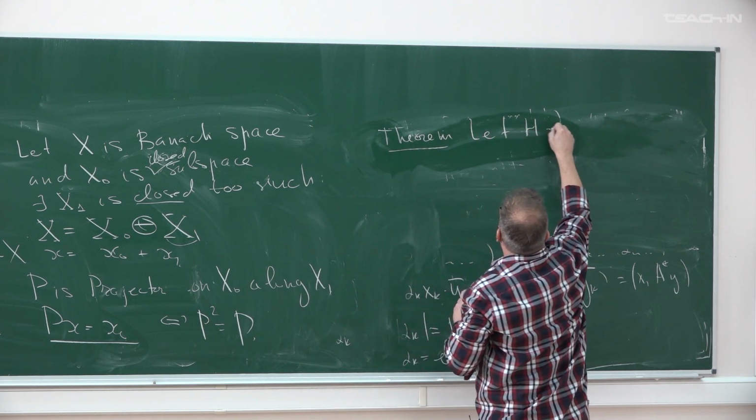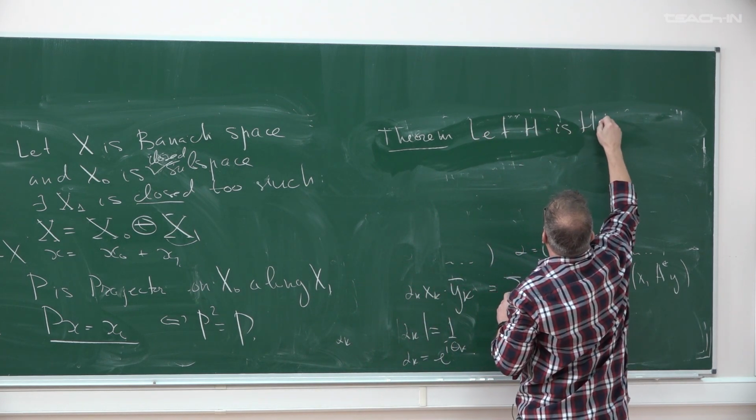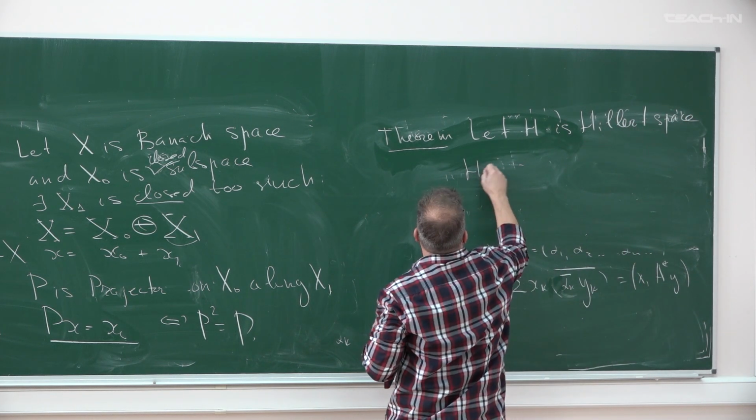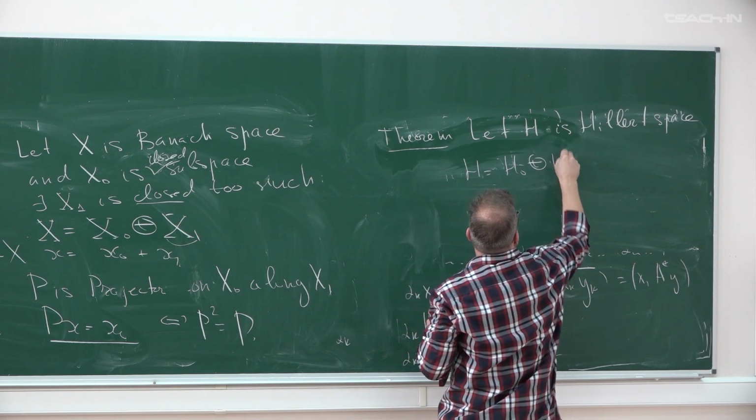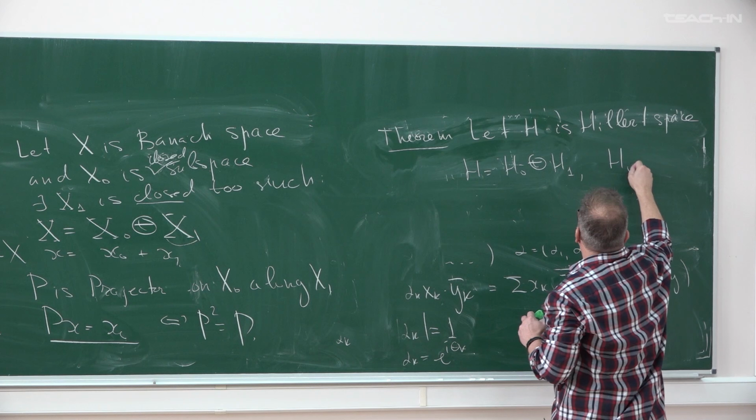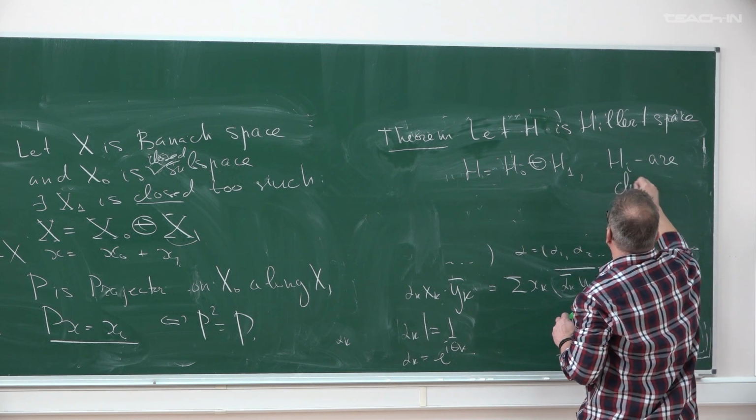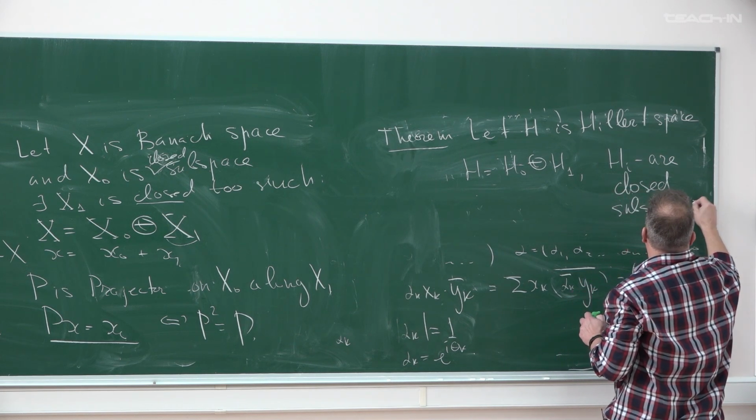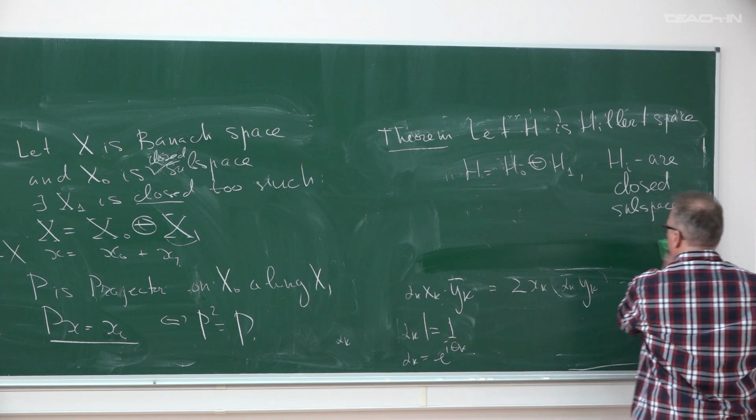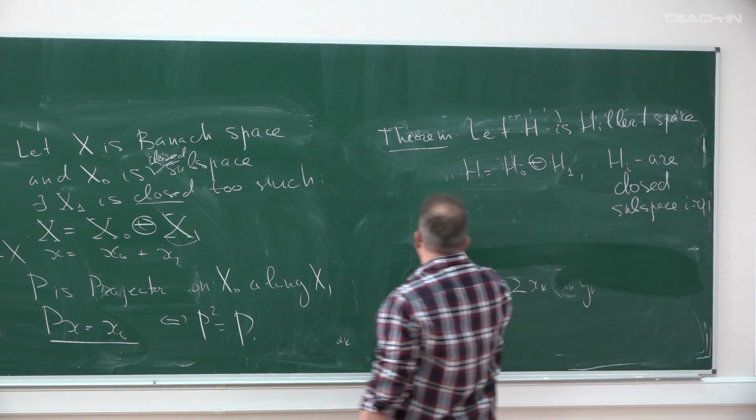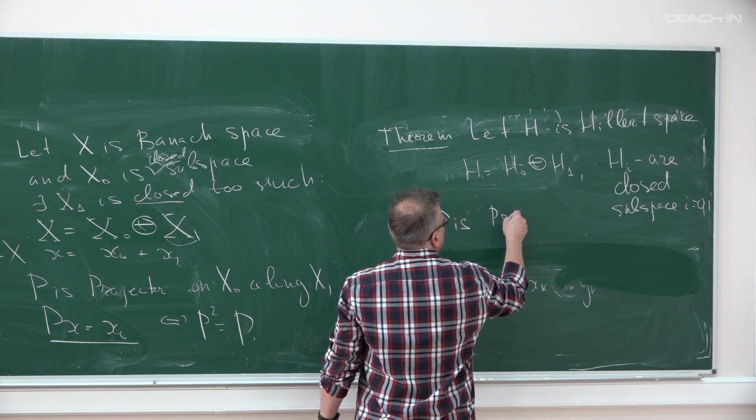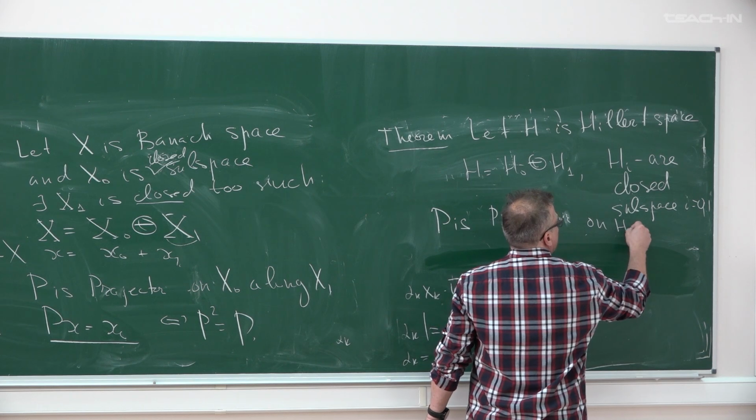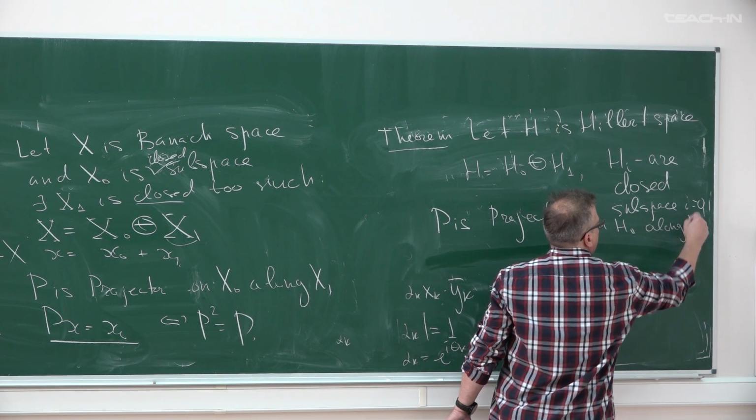Let H be a Hilbert space, H equals the direct sum of two closed subspaces H0 and H1. Then we define the projector on H0 along H1.